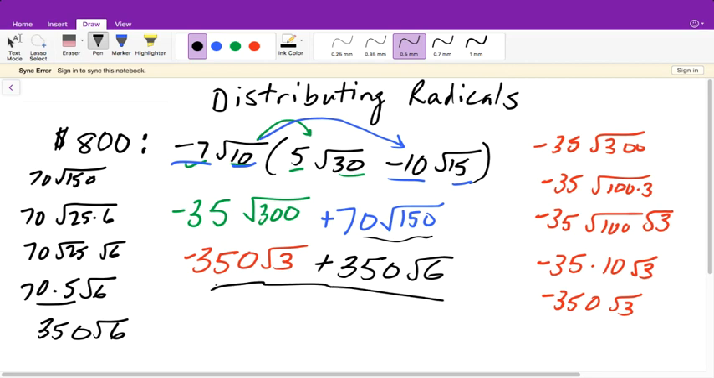Final answer, because the two radicals are not identical. So there's nothing that we can combine.